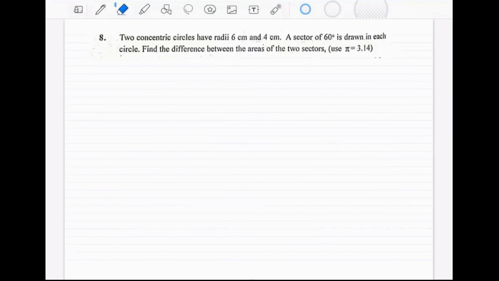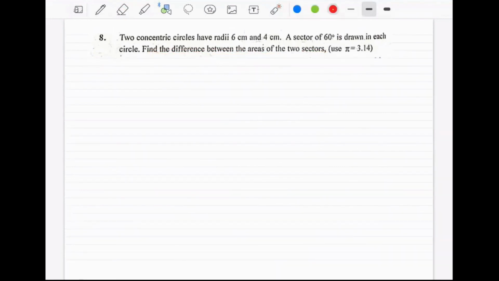So the question number 8 is slightly different from the rest. It says two concentric circles have radii 6 centimeter and 4 centimeter. A sector of 60 degrees is drawn in each circle. Find the difference between the area of the two sectors.